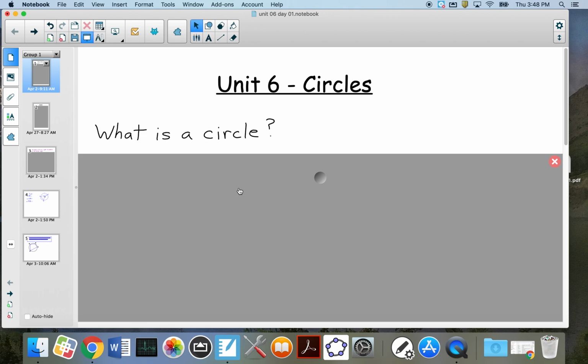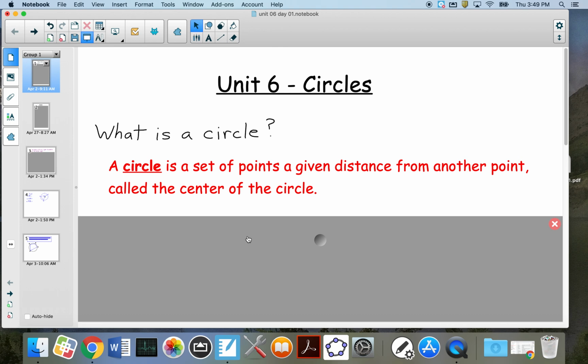Most students tell me it's round, but I can draw lots of things that are round. That's round. Is that a circle? And so with a lot of questions and back and forth, I find that most students know what a circle is, but they don't really know mathematically what a circle is. So here's a mathematical definition. A circle is a set of points a given distance from another point called the center of the circle.